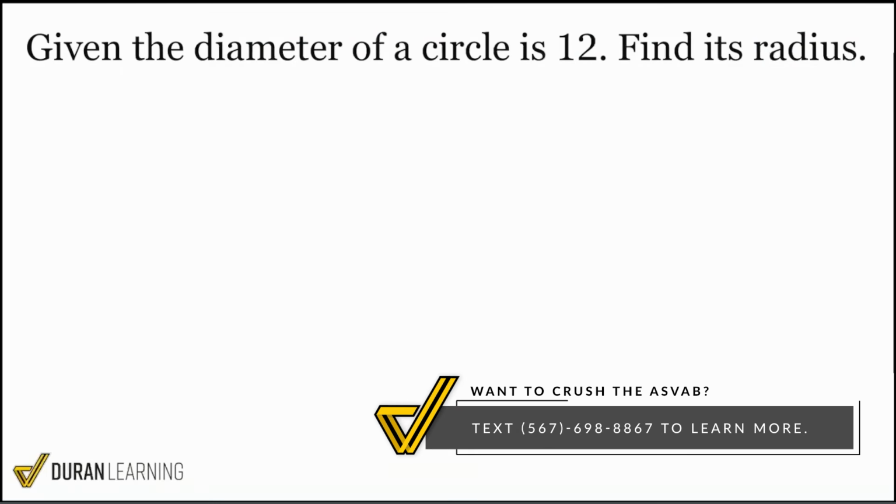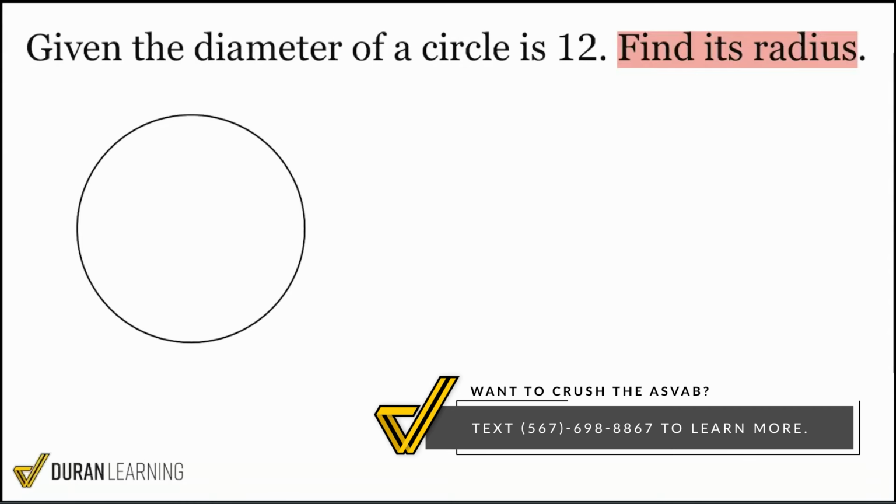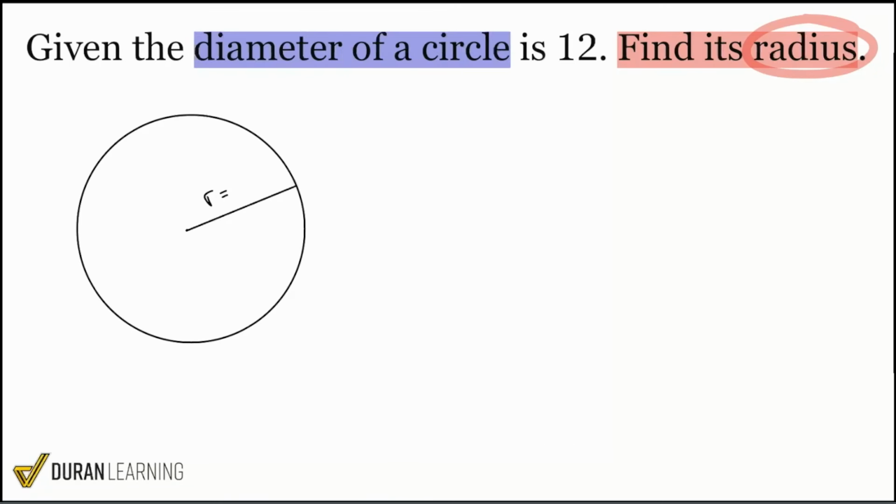Everybody, what are we looking for here? Give it to me, 5 seconds. Go ahead, one word. Yeah, we're looking for the radius now. Find its radius. So we are looking for this right here. I don't know what this is yet, but what we are told is that the diameter of the circle is 12. So I'm told that we have all the way from here, all the way through.